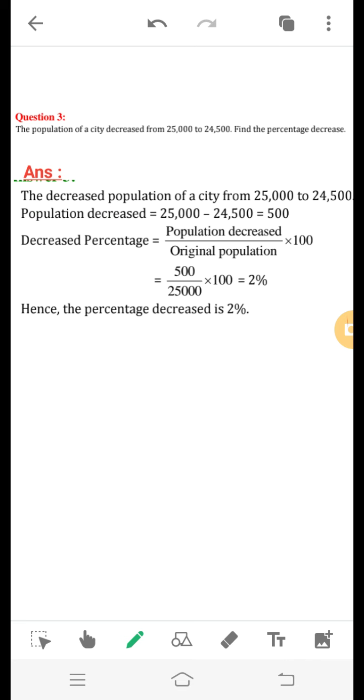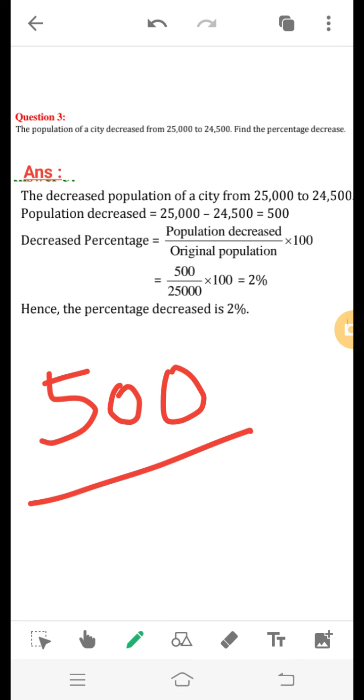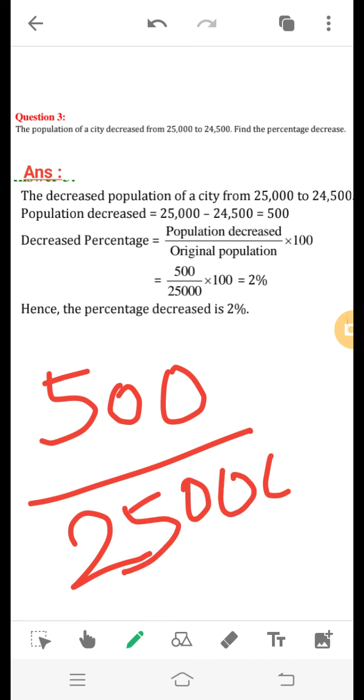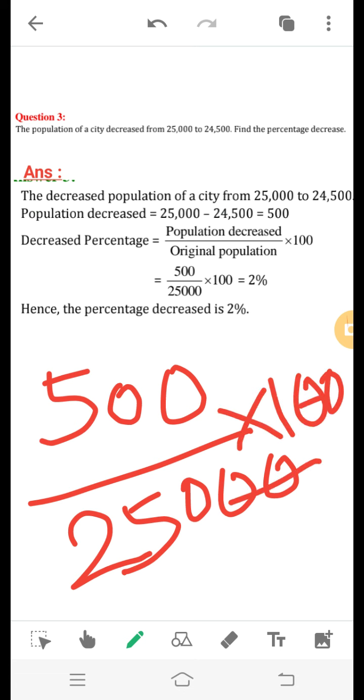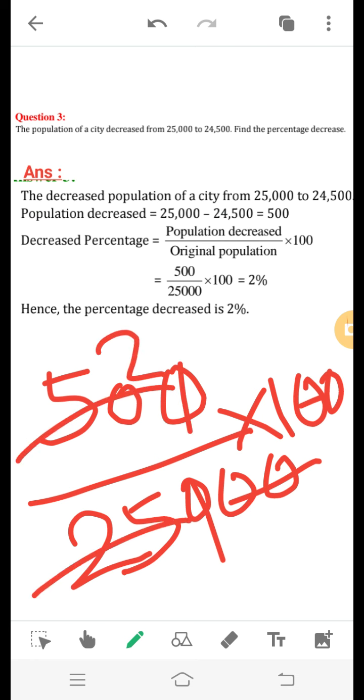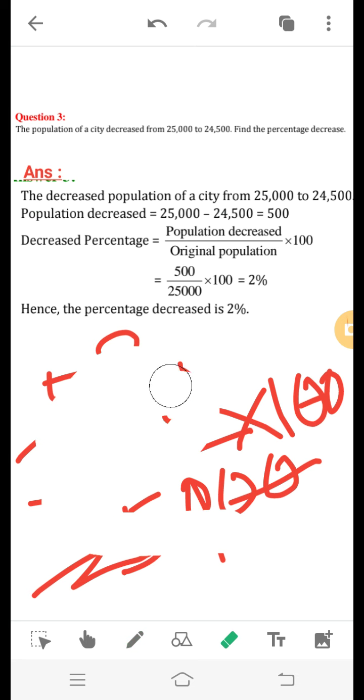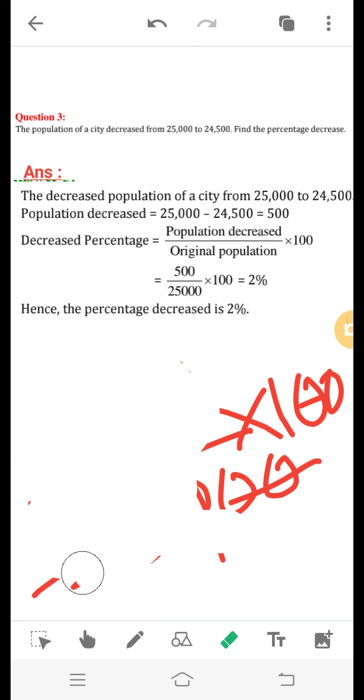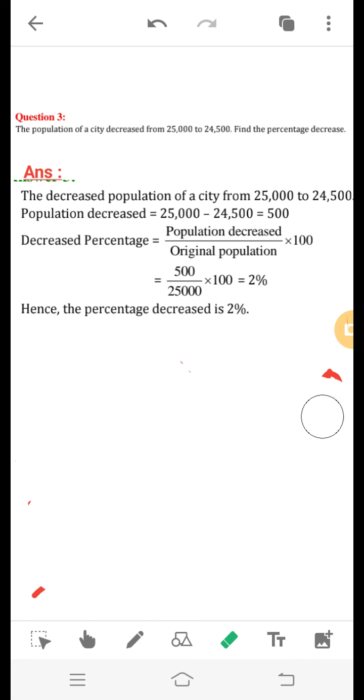So the difference we have to write above, and below that is your original number. Original number means it's 25,000. Then multiply with 100. 20 cut. Here 10 is also cut. 25 times 2 is 50. So our answer is 2%. The percentage decrease is 2%.